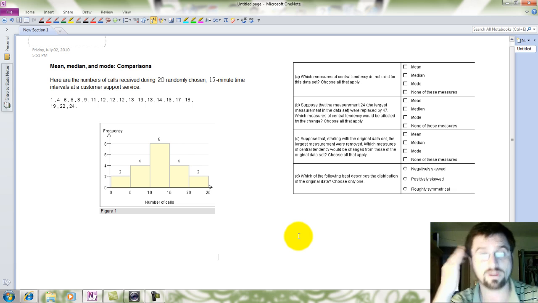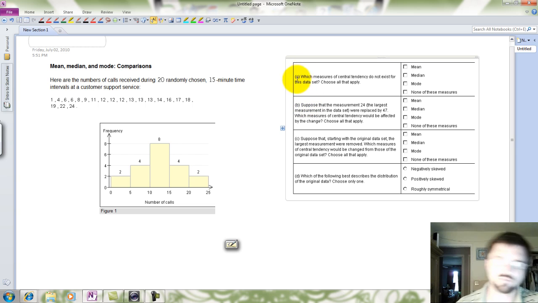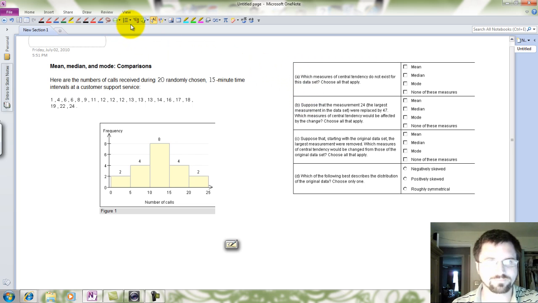So there's 20 randomly chosen 15-minute time intervals, and they were recording the number of calls received during those 15-minute time intervals. You're going to be asked a number of questions that test your understanding of mean, median, and mode. The first of these is over here. So I copied these out of Alex, and you can see them.